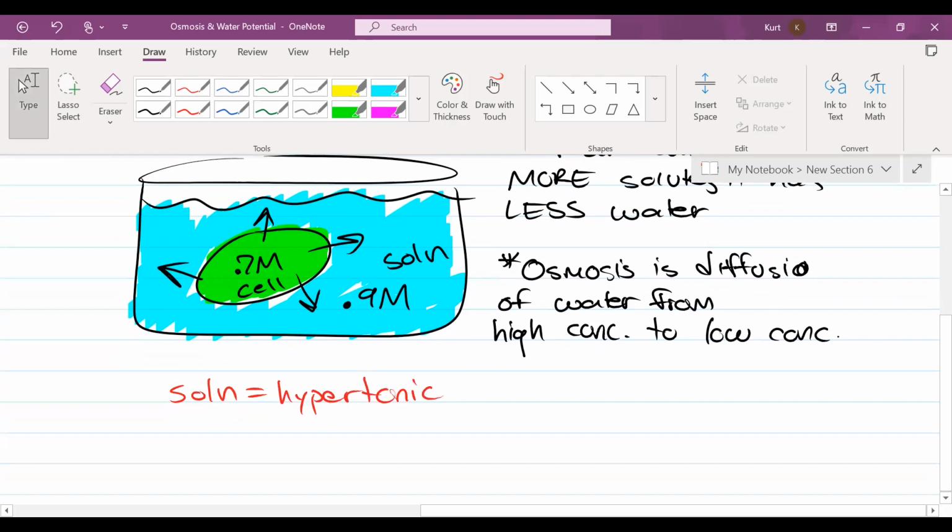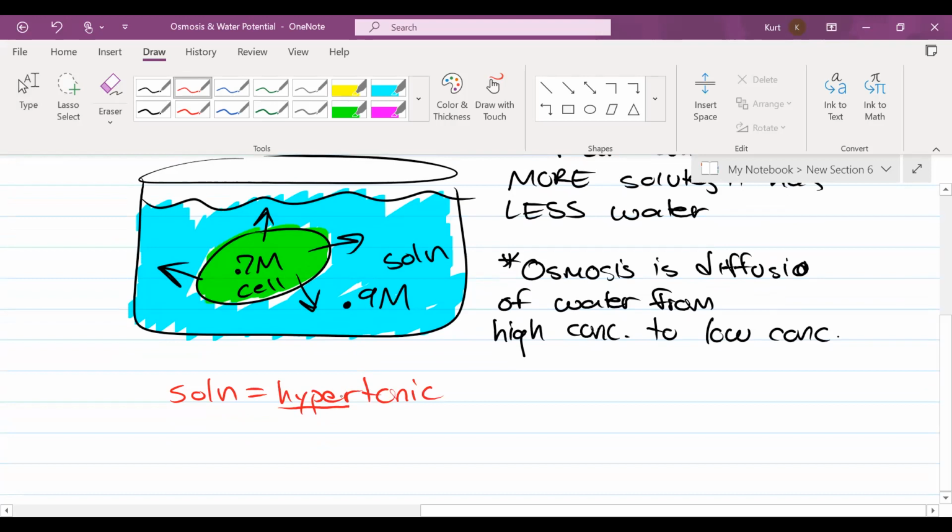So let's see if you guys can figure this out. Hyper means a lot. It means high, it means too much, it means above, it just means much. If your body temperature is too hot, you would be hyperthermic. If your blood sugar was too high, you would have hyperglycemia. If your blood pressure was too high, you would have hypertension. Hypertonic means there's a lot of solute.